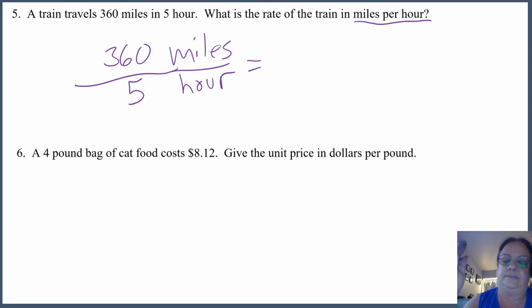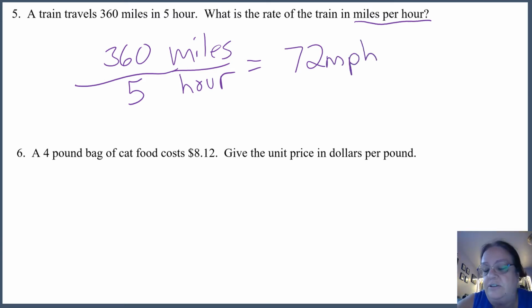I have a weird way of thinking of this. If it was a 10, it would be 36, so I have to double it because it's a 5. I'm dividing it by less than 10, so I have to make it bigger. So it's going to be 72 miles per hour. You will be allowed a calculator, so you can just put it in your calculator if you want to.